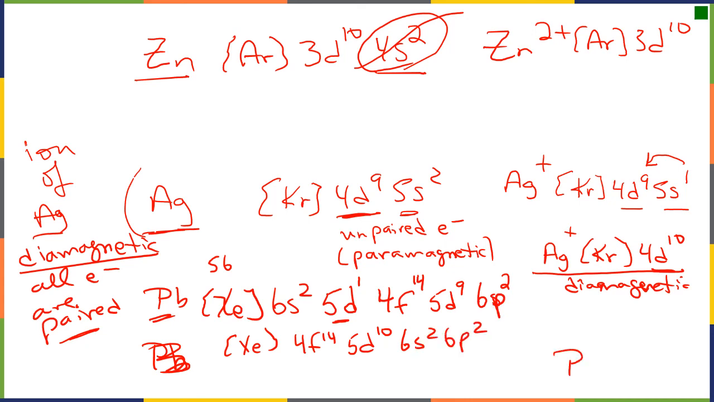If we make lead 2 plus, we're going to lose those 2 electrons. And if we make lead 4 plus, we're going to lose those 2 electrons as well, losing the valence electrons until we get a nice, stable configuration behind.